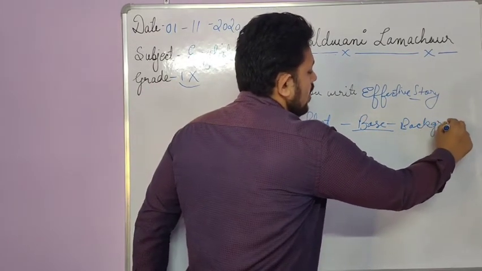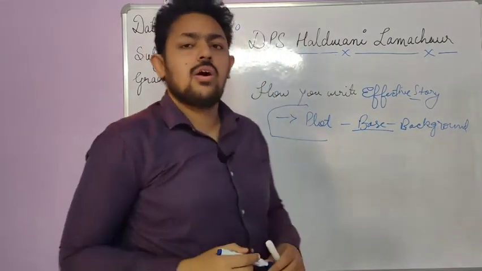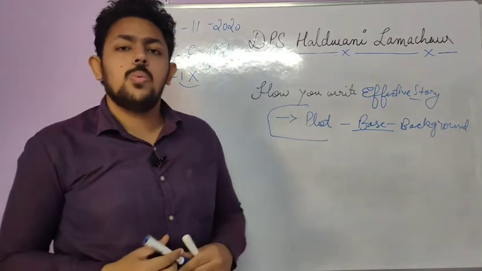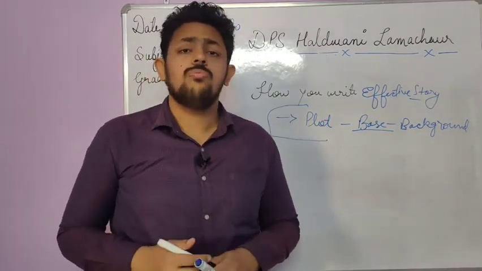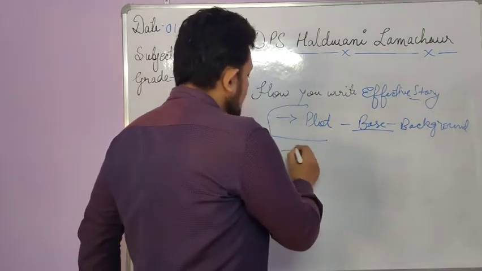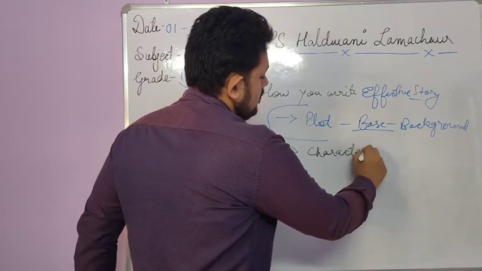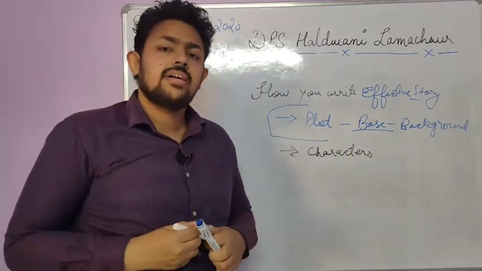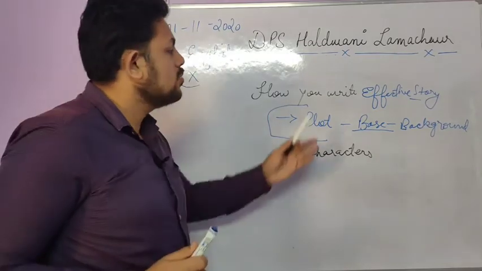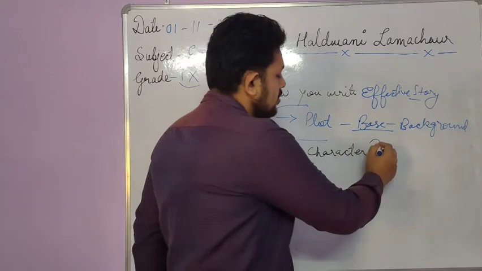First of all you think about a background, a very nice background. You think about where the incident occurred, what the incident is, who was there in the incident. Second, you think about the characters. You think about who can be the characters around whom the story will revolve. Very nice characters you think about.